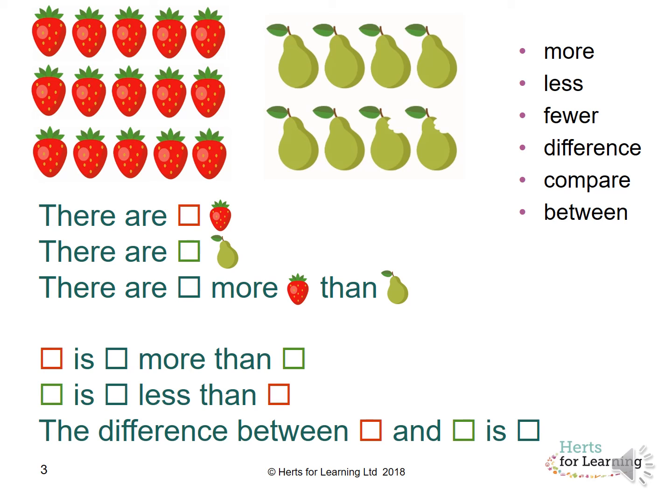Okay, back to our fruit. So same structure, we are filling in those sentences. So how many strawberries are there? How many pears? How many more strawberries than pears? And then fill in those 3 sentence stems at the bottom of the page.